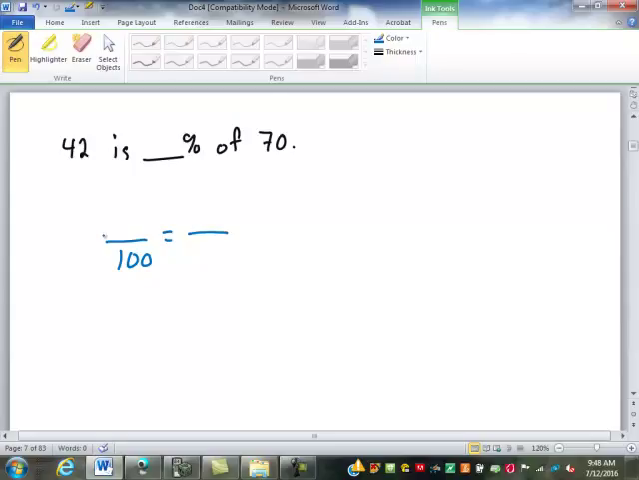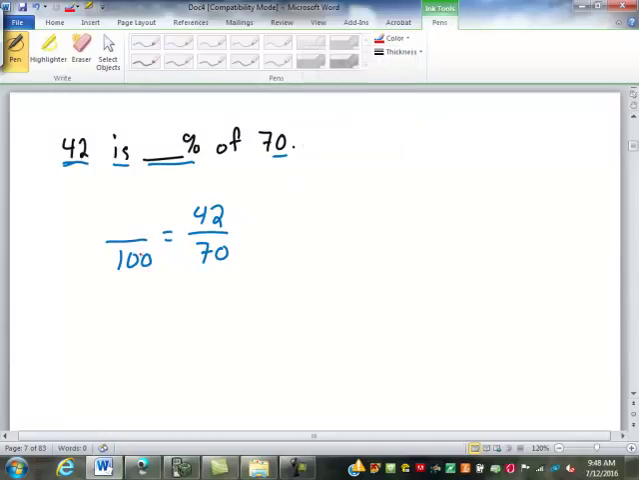So now we have two other numbers here. We have the 42 and we have the 70. One of them matches up with our missing piece, the missing percent. And the other one matches up with that whole amount or that original amount. Well, if you just look at the wording here again, 42 is blank percent. What does that imply about the 42? It goes on top. It matches up with our missing percent. Of 70, again, if you read that as out of 70, 70 goes on bottom.